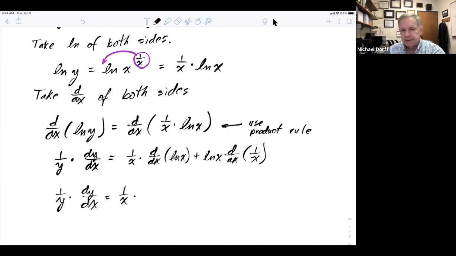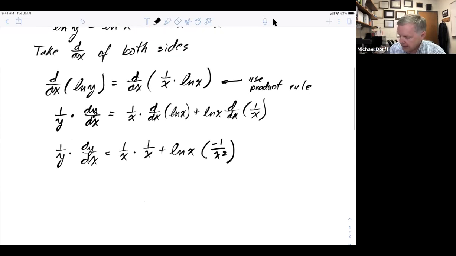And now on the right side, I'm going to take those derivatives. So I've got 1 over x times the derivative of natural log of x. And the derivative of natural log of x is 1 over x. Plus ln of x, and then I have the derivative of 1 over x. And what's the derivative of 1 over x? Well, that is negative 1 over x squared. All right. How do I get that?